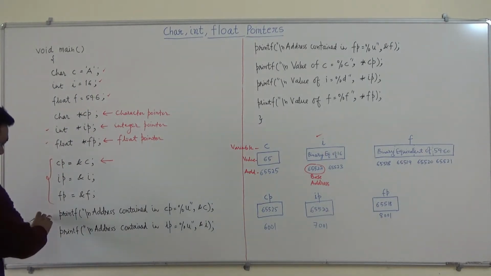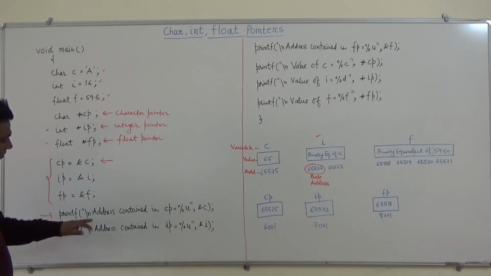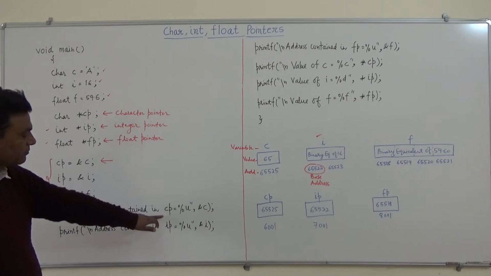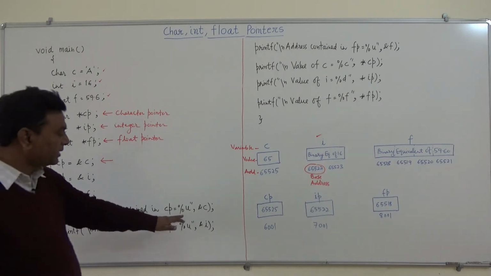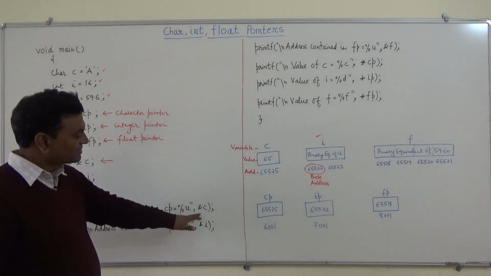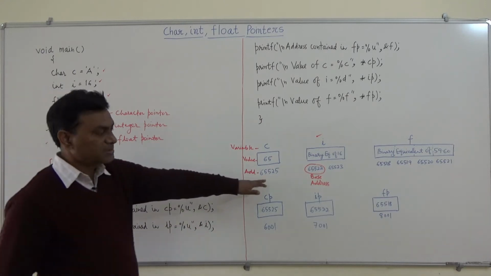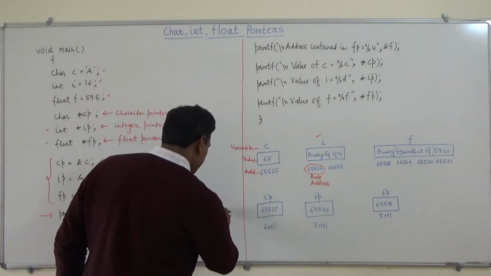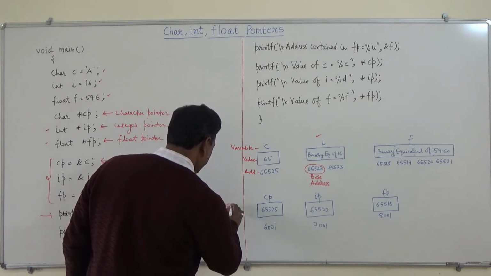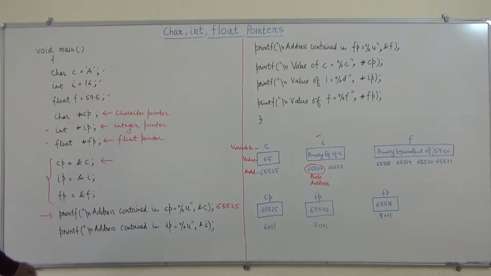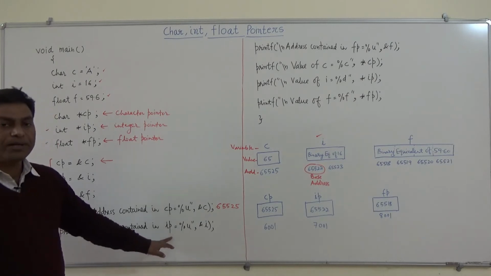Now further, here we want to print the address contained in the character pointer. So the address contained in the character pointer is %u, and this is %c. So it will print the address of C, which is 65525.